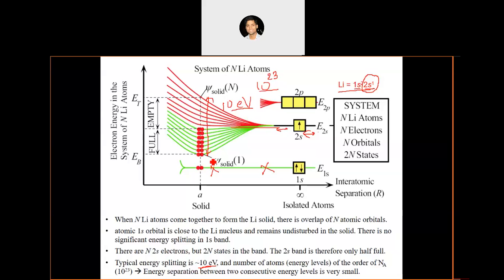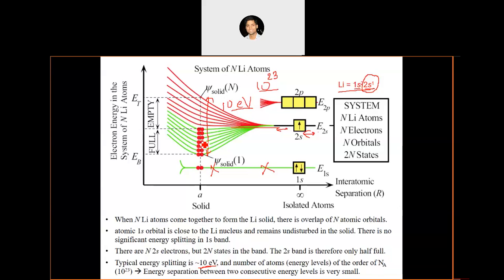So for all practical purposes, we can say that these energy levels are sort of continuous, and that is why it can also be called an energy band. Rather than calling them different energy levels, we can call them an energy band. Actually, we can call this whole energy splitting range an energy band, right?